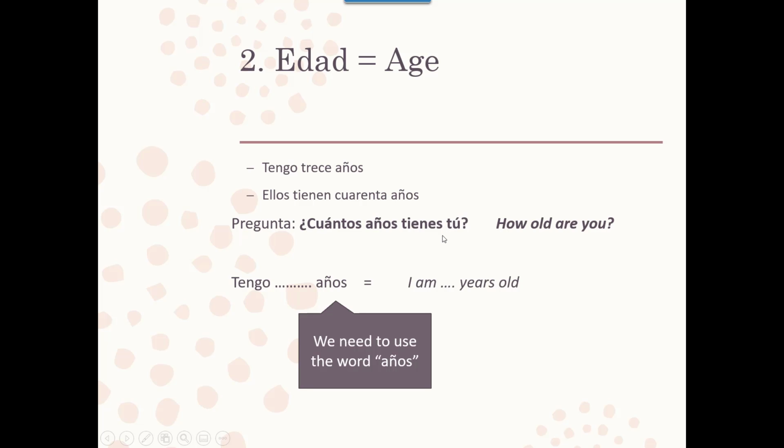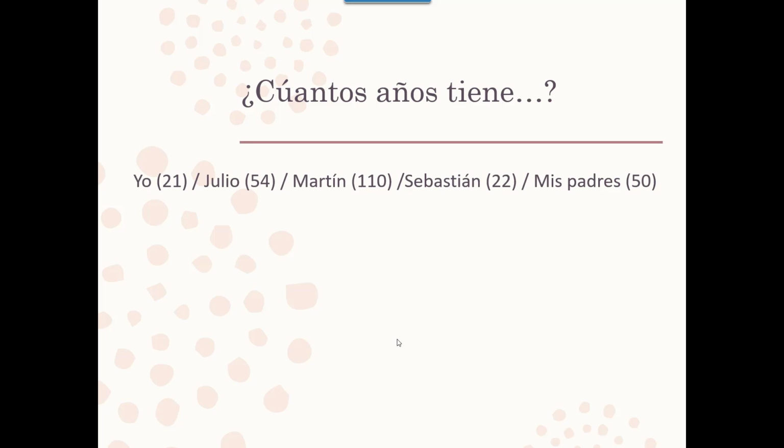So this is the main question. ¿Cuántos años tienes? How old are you? ¿Cuántos? This is literally how many. The whole question is literally how many years you have, right? But that is the same question as how old are you. ¿Cuántos años tienes? You should be able to answer this. Tengo, and then whatever your age is, and then años. Tengo 30 años. Tengo 18 años, etc.